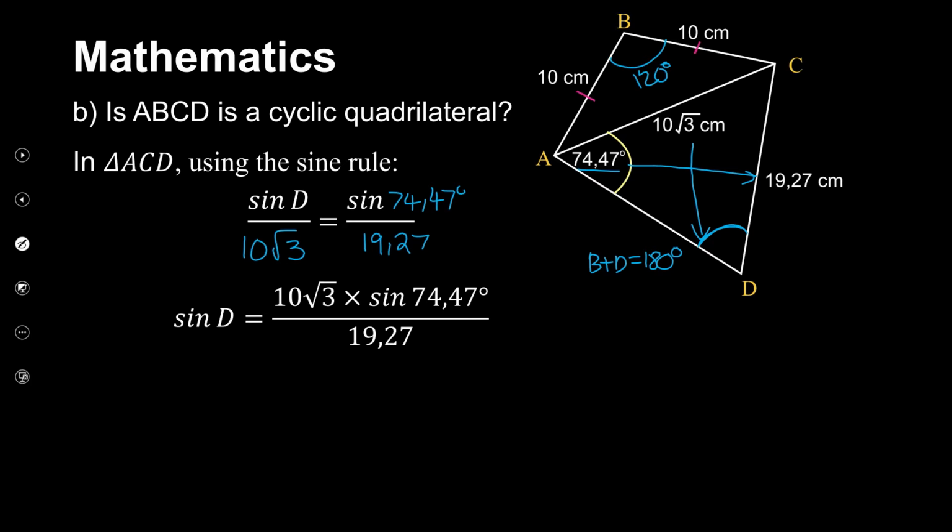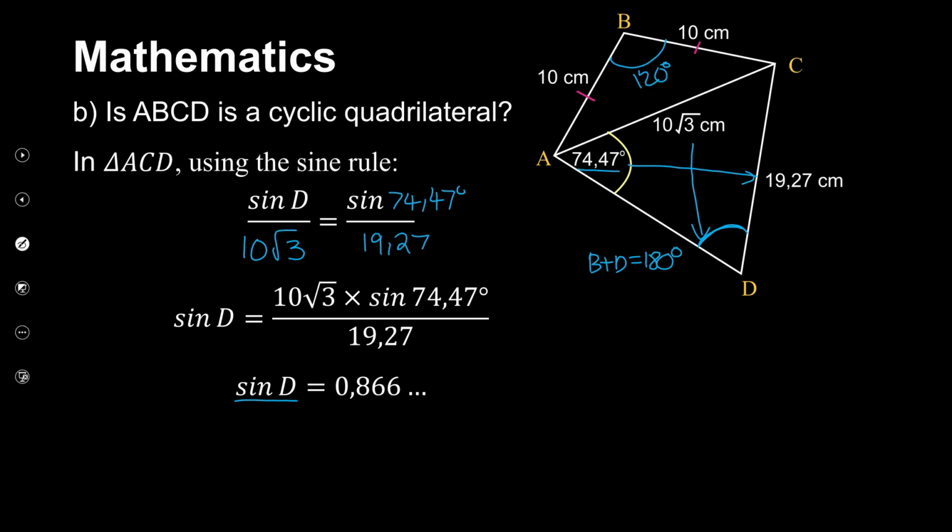Okay, rearranging slightly so we can do the algebra. We're going to get 10 root 3 times sine 74,47 divided by our denominator. We're going to put this whole expression into the calculator, which is pretty simple. Your calculator will give you an answer of 0,866. Remember, you can't round off at this point. You've got to keep this answer in memory. And now because we're finding sine of D, we now need to use our shift sine on our calculator to find the value for D itself.